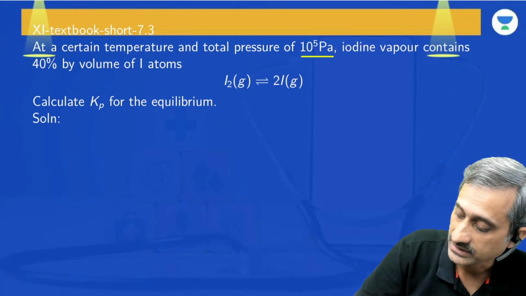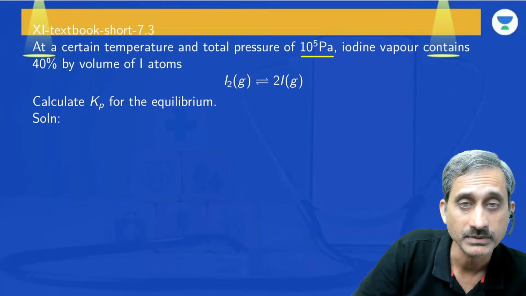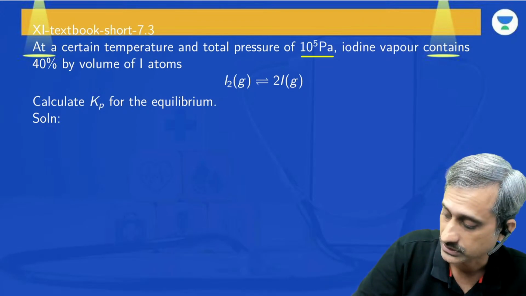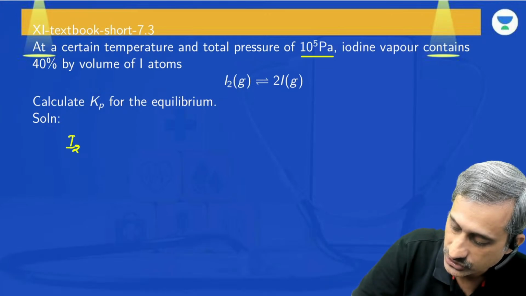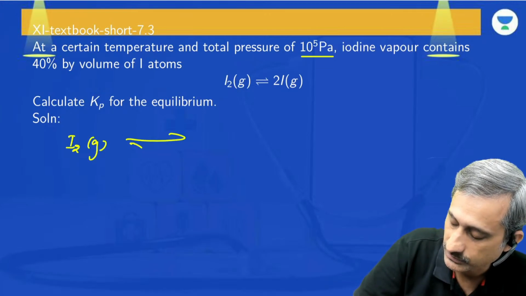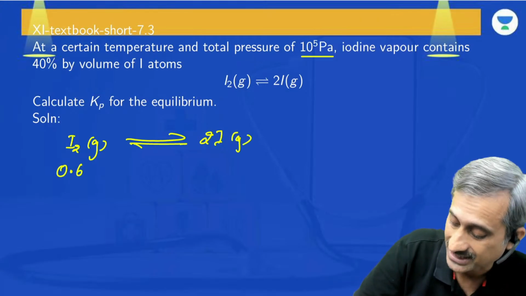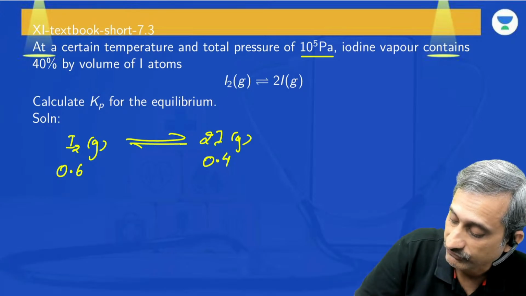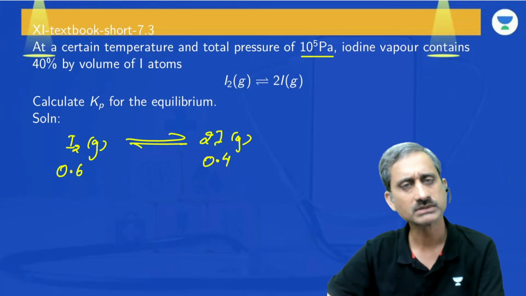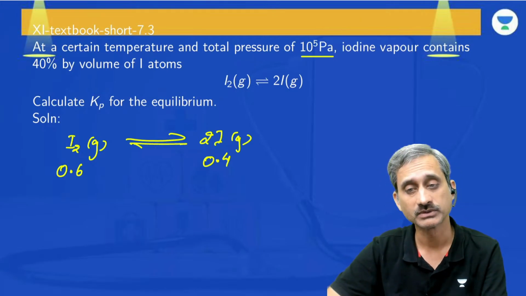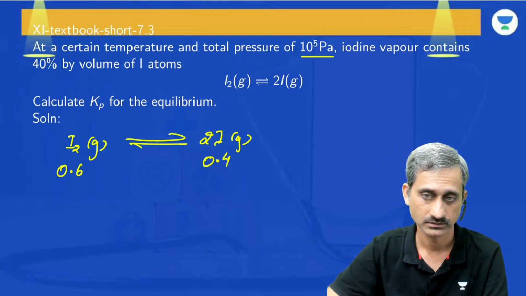Now, when we say that iodine vapor contains 40% by volume of iodine atom, 40%, that means we have I2 gaseous in equilibrium with 2I gaseous. This is going to be 0.6 and this is 0.4. When you talk about 40% by volume, it becomes 40% by pressure as well, and it becomes 40% by moles as well. Clear?